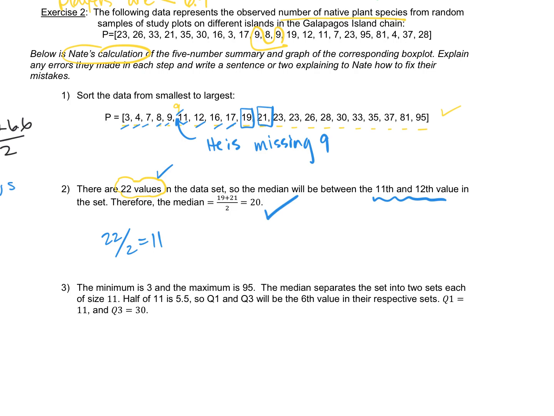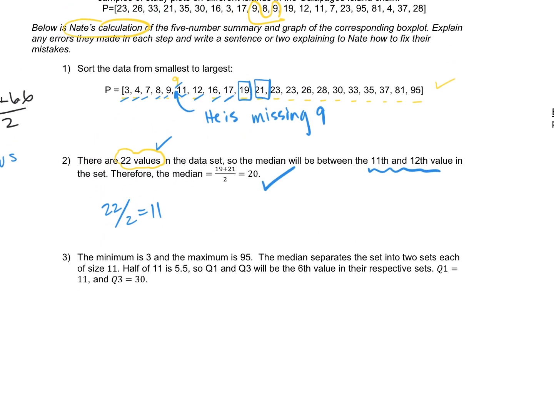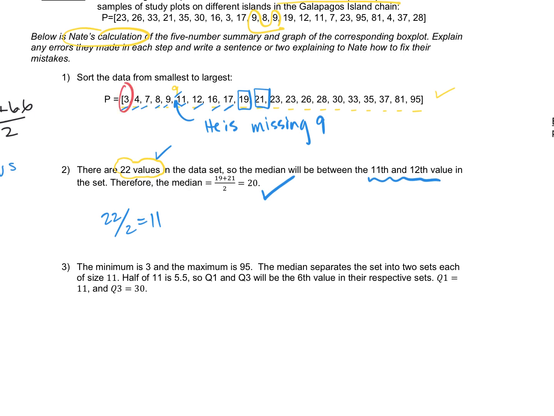And then we have that the minimum is 3. We agree with that. And the maximum is 95. So we're agreeing with that. We're finding the 5 number summary right now. The median separates the set into 2 sets, each of size 11. We agreed with that, right? So there's 11 data pieces on that side and 11 on that side.